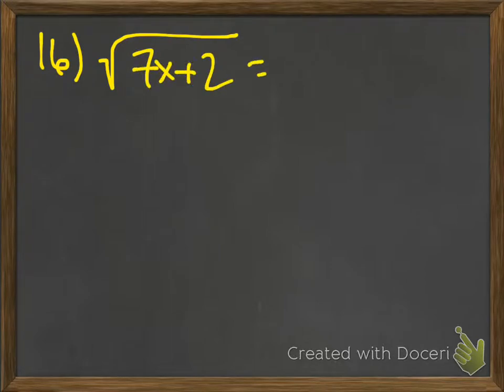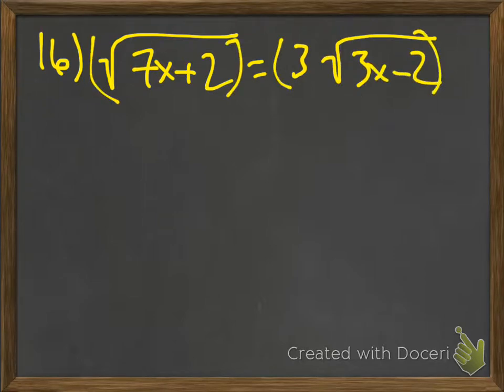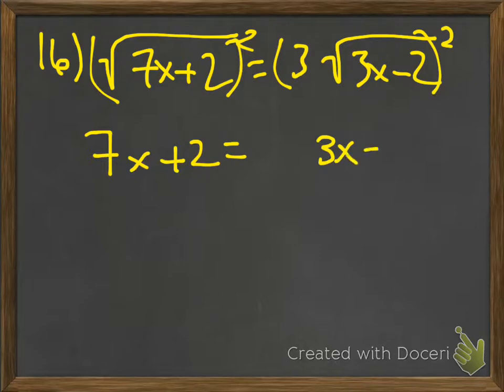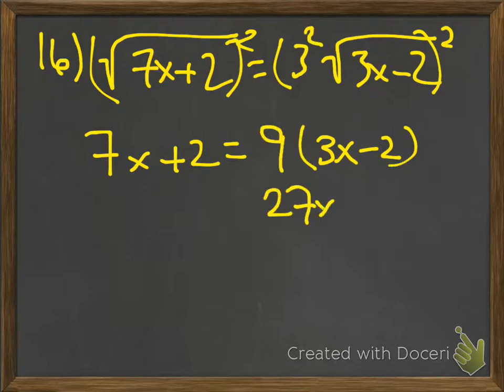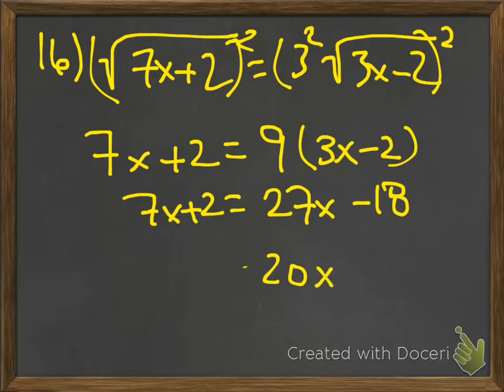On number 16, since they're both radicals on both sides, I'll just square it. That also means I need to square that 3 that's in the very front. So I'd end up with 7x plus 2 is equal to 9 times 3x minus 2. So notice getting rid of the radical just leaves you what's under the radical, but anything outside still has to be squared, cubed, whatever it may be. In this case, squared. Then you can distribute, and then you can combine like terms, solving for like variables on both sides. So I'd have 20x is equal to 20, x is equal to 1.